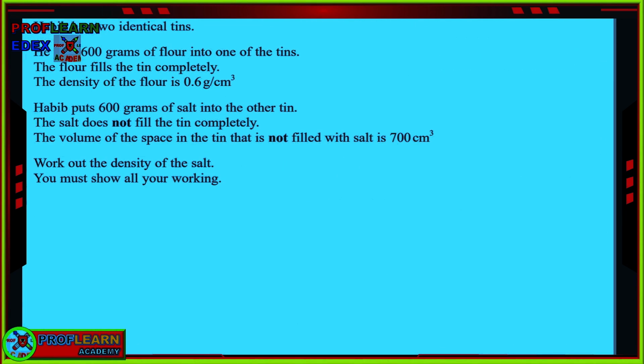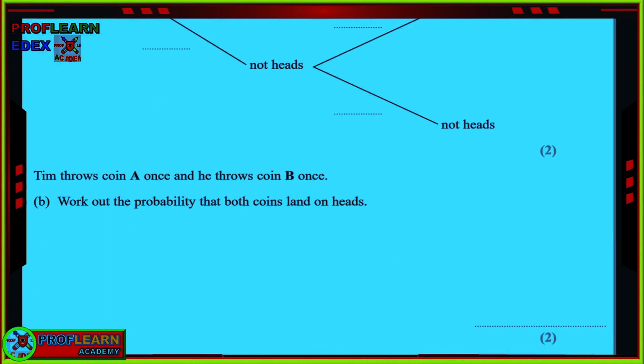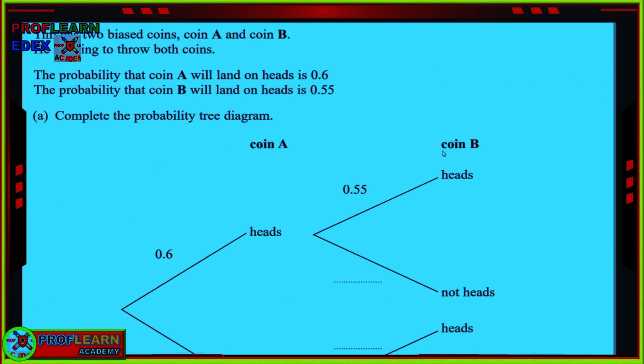Also, you may be expected to work out a question to do with probability. You'll be asked a question to do with probability. Let's see for this one, how can you work it out? We are told a team has two biased coins, coin A and coin B. They are going to throw both coins.